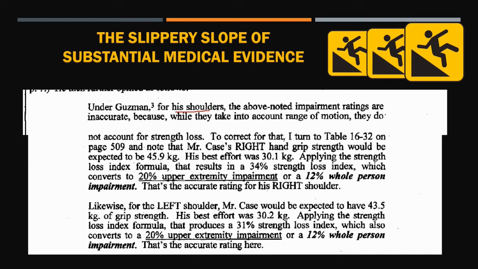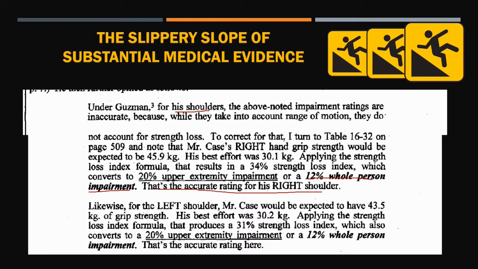it's very, very fascinating. He says to correct for that, I turn to table 16-32 on page 509, and I note that Mr. Case's right hand grip strength would be expected to be 45.9 kilograms. His best effort was 30.1 kilograms. Applying the strength loss index formula, that results in a 34% strength loss index, which converts to 12% whole person impairment rating, which is the accurate rating for the right shoulder.